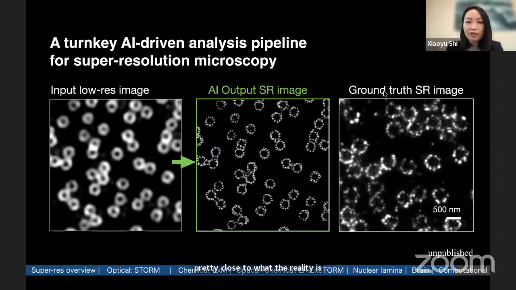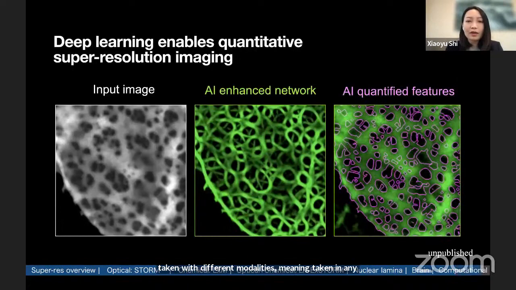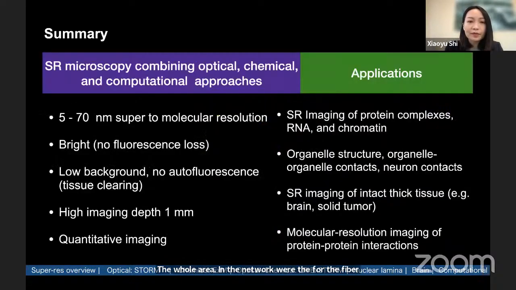But we are still working on this AI-driven analysis. The best thing is that you don't need to train this network. It's trained already, and it could apply to images taken with different modalities, meaning taken in any lab without additional training. This AI can also enrich the network that we just imaged, or any other structure like that, and help us quantify the features of the structures, for example, the whole area in the network or the fiber density in the lamin meshwork.